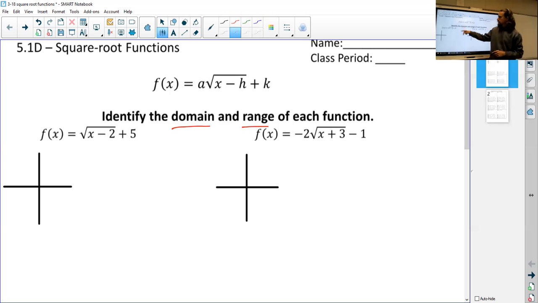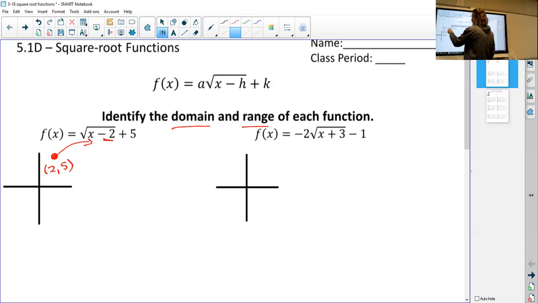Okay, so if I see square root of x minus 2 plus 5, so my vertex, I'm going to take the opposite of what's on the inside for my x. That's going to be positive 2. And the number on the outside is the y-coordinate of my vertex, which is 5. So I know my vertex is somewhere out here at 2, 5. Okay? And then every square root function, it's sort of like a parabola, only instead of opening up or opening down, it opens to the right or to the left.